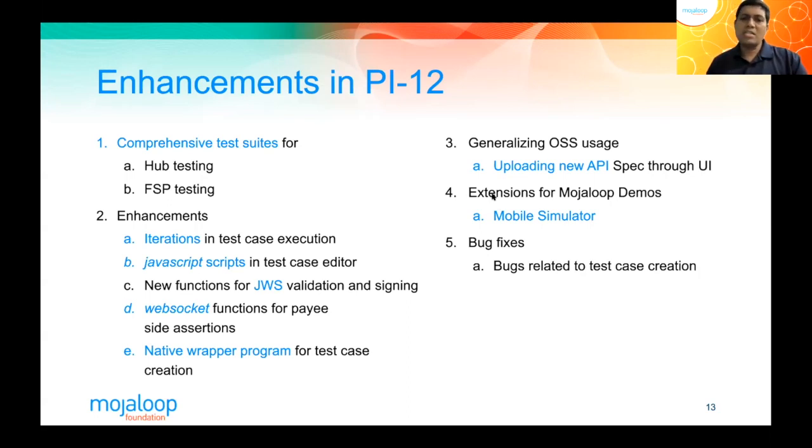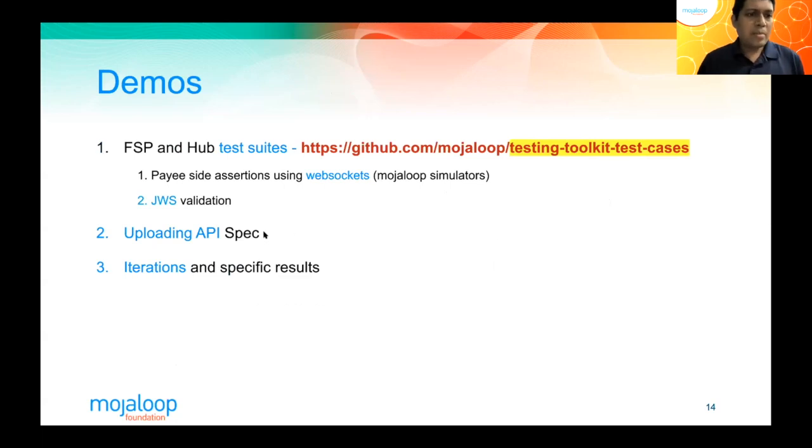We can initiate calls as well as it can take inbound requests for that API. So let's look at the demos. You can find the test suites at this link. We created a new repository in the Mojaloop, which is testing toolkit test cases. So you can find test cases related to Hub and DFSP there.